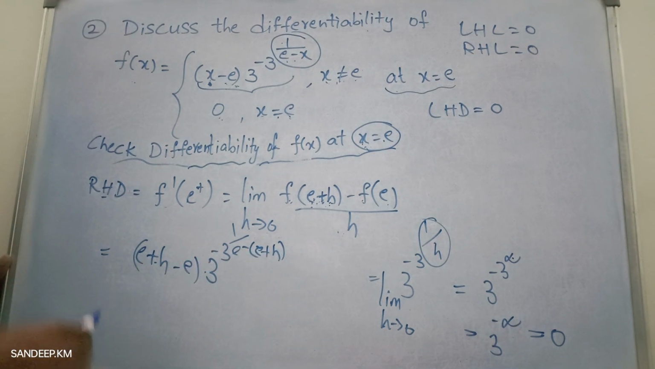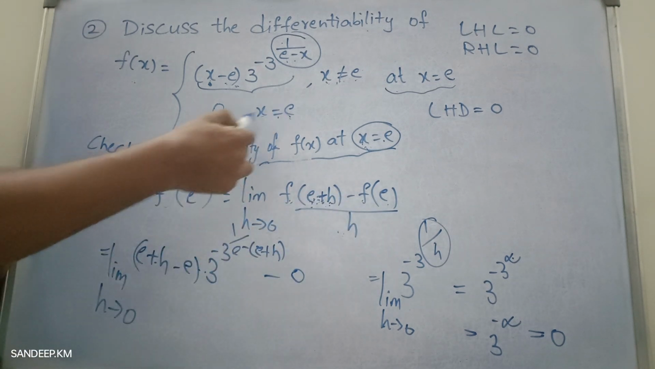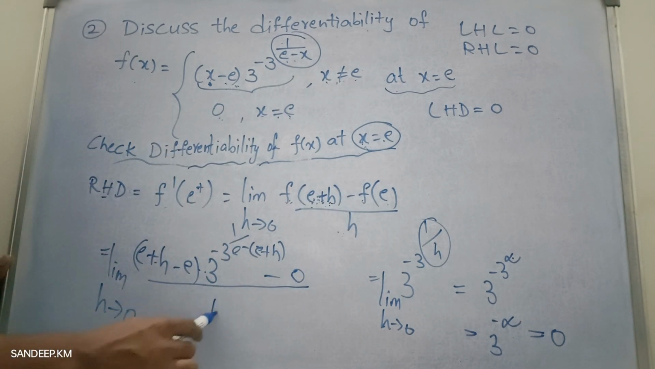Okay now, limit h approaches 0. So this minus f of e is 0, f of e is 0, whole divided by h. Again plus c minus c gets cancelled. Plus h and into h and divided by h will get cancelled.